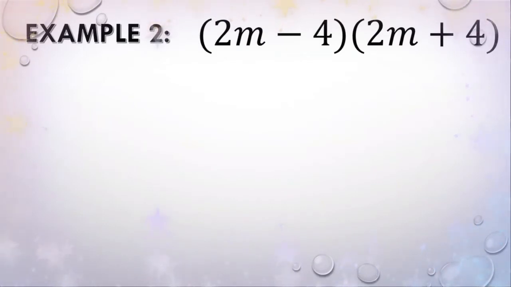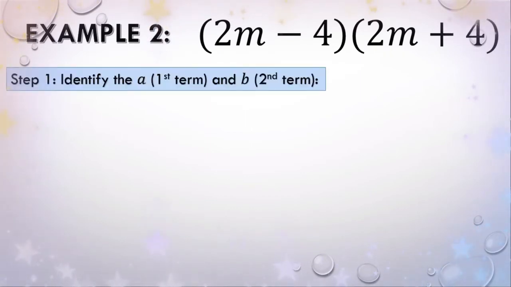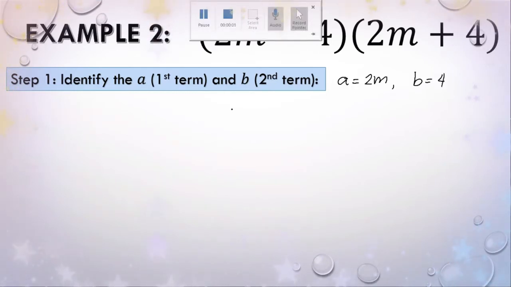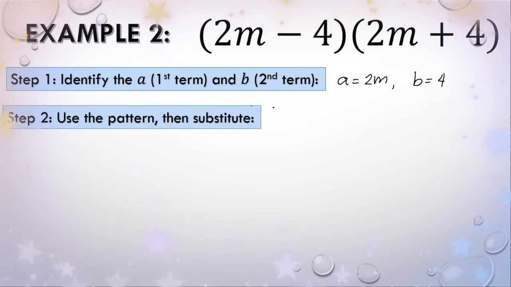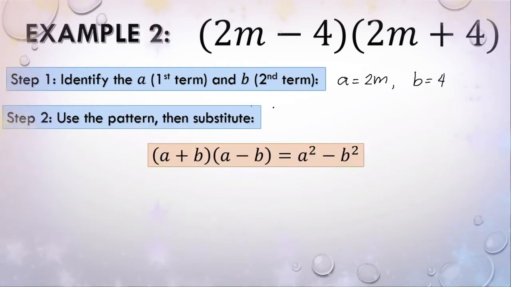2m minus 4 times 2m plus 4. Again, identify the first and second term. What is your first term? What is your second term? The first term is 2m. The second term is 4. After identifying the first and the second term, then you can proceed to step 2, which is use the pattern, then substitute. The pattern is a squared minus b squared.